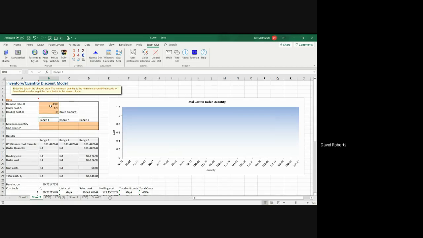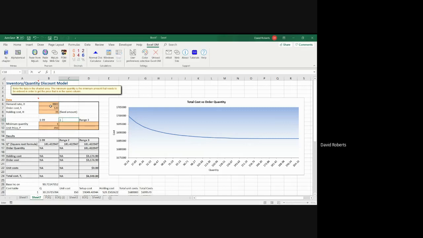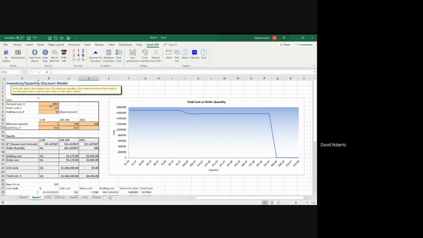Now, the range of 1 to 99, the minimum quantity is 1. The price is 350. Range 2, which is 100 to 199. You always put in the minimum point of the category, which is 100, will cost you $325. And you have 200 and above. So 200 is the minimum. You would always order the minimum of the price category. You would never order more than that because your costs would actually go up. And you can get those for $300 a unit.